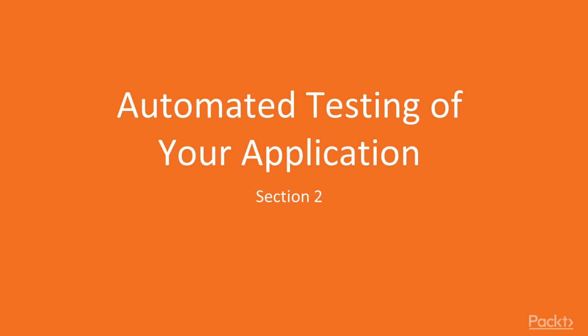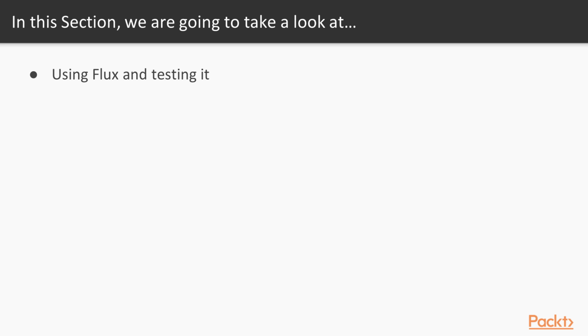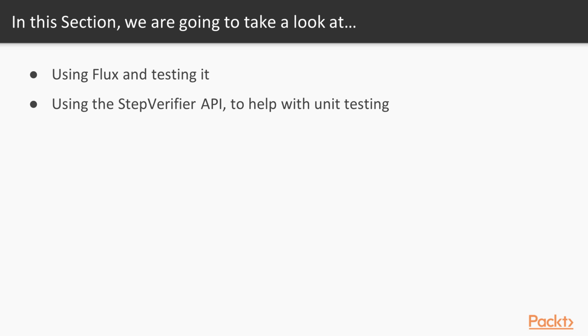Welcome to the second section of our course. In this section, we'll be looking at how to carry out automated testing for your application. So firstly, we'll be using Flux and we'll be testing it. So we'll try to test reactive flow created with the Flux API. Then we will improve our testing approach with the StepVerifier API to help with our unit testing.